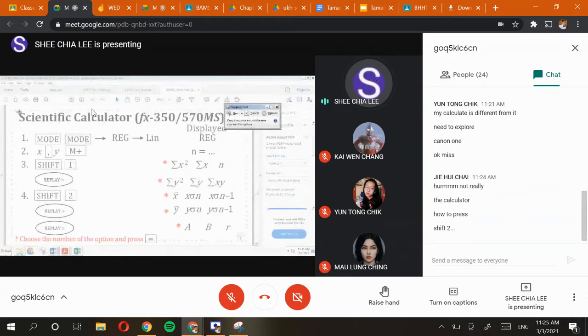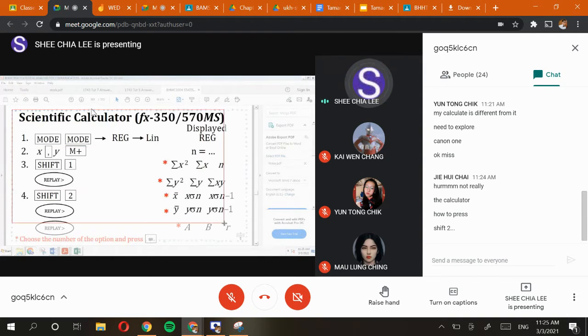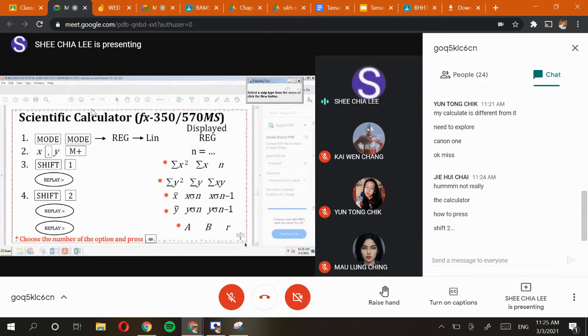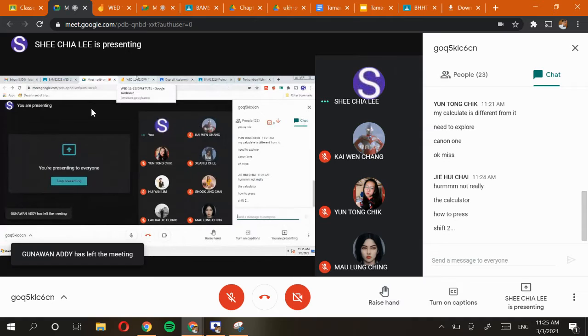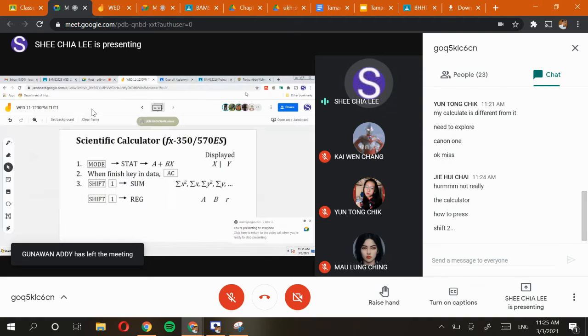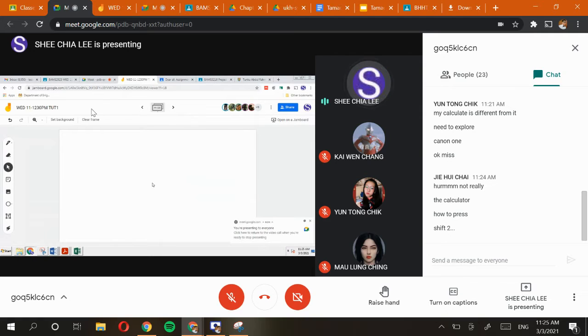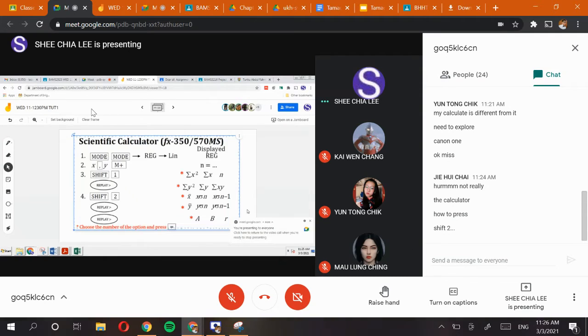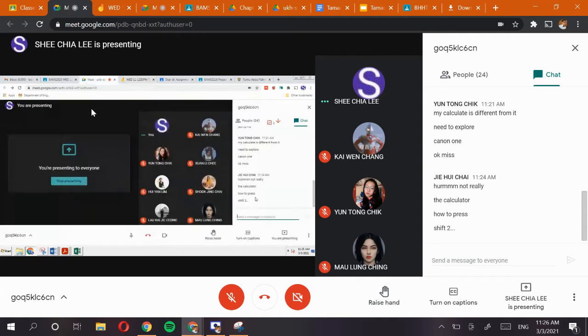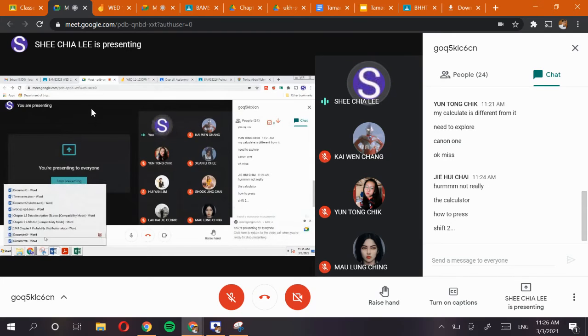This is the one for 570 ms. Okay, for 570 ms. So you choose, check this one and see. How to press shift 2? You press shift, then press number 2. Shift 2 means you press shift, then you press number 2. Same thing as you press shift 1.